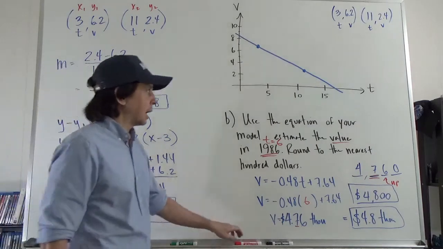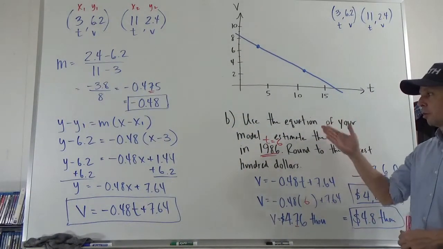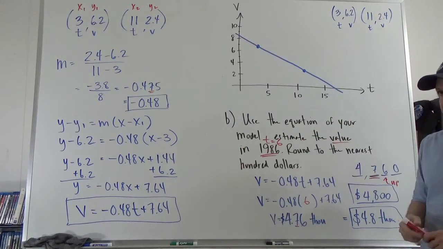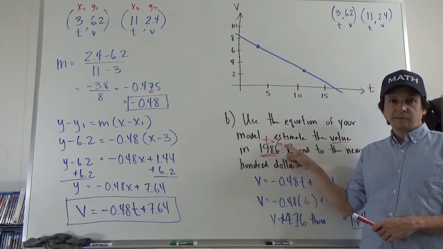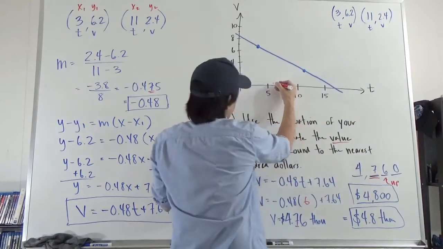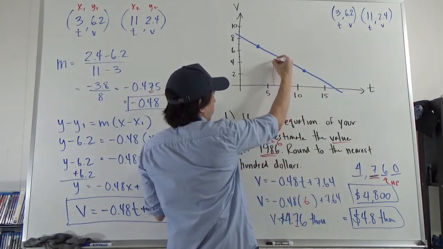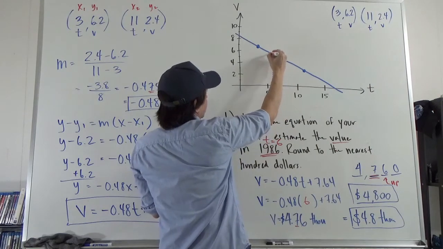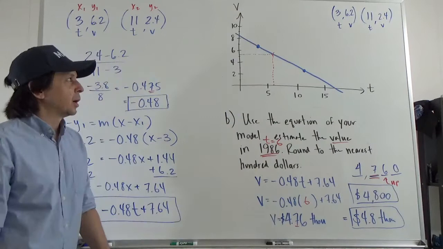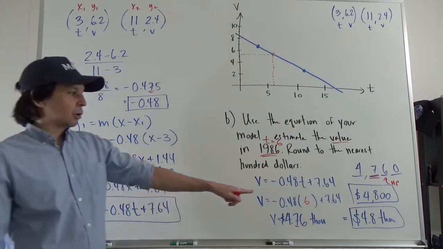If we were to use a graph of it, so if you had a follow-up question that said use a graph of your model to estimate the value in 1986, you would still need to identify what t value we're talking about. T is equal to 6. You would do what you did in homework 12. Estimate where 6 is. Go up to your model. Go over. And I would have guessed 5.2 thousand because it looks like it's above 5 on my hand-drawn graph. Not accurate, but it would be close enough.